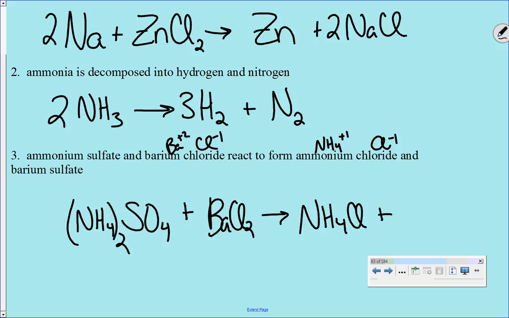And barium sulfate. So barium is +2, and sulfate is -2. So that'll work out nicely to BaSO4. There's no parentheses needed on this guy.